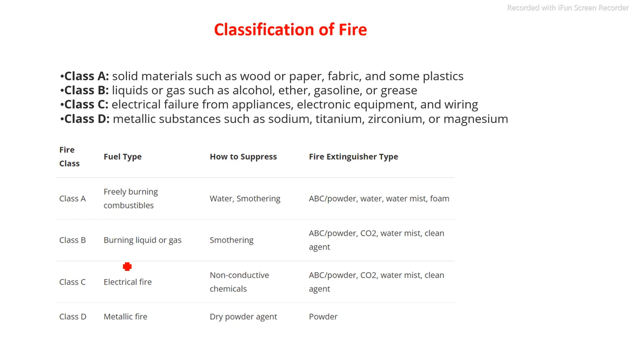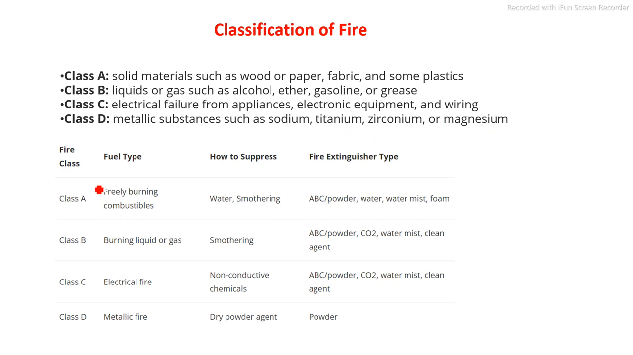Next we have the classification of fire. So we have four types of fire: class A, class B, class C, and class D. Class A is solid materials such as wood or paper, so general materials. Class B is liquids or non-flammable liquids or gas such as alcohol, ether, gasoline. And then class C, energized electrical fire. Then class D is metallic substances such as sodium, titanium, zirconium, magnesium, etc.